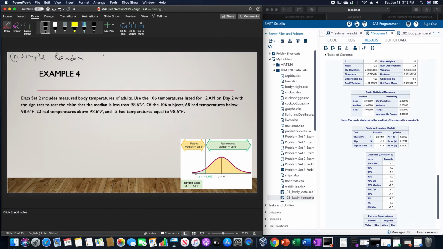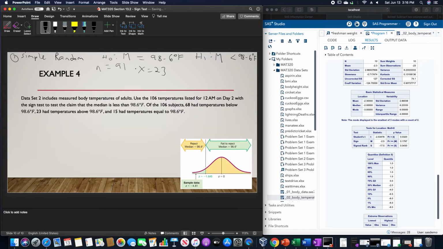The null hypothesis for this is that the median is equal to 98.6 degrees Fahrenheit, and the alternative is that the median is less than 98.6 degrees Fahrenheit. We were told that n is 91, and the smaller value between 68 and 23 is of course 23.